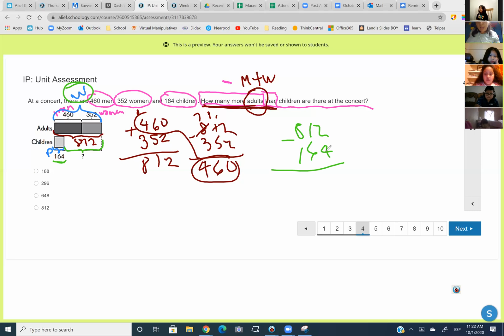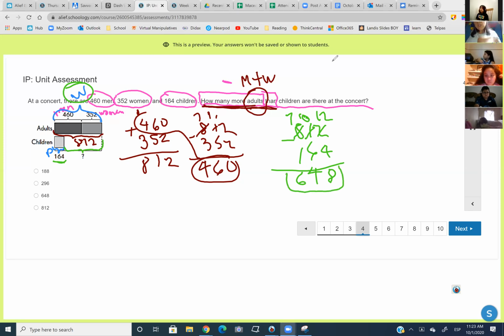So I have 2, I cannot subtract 4, I regroup, and this becomes 12. 12 minus 4 is 8. I have 0 here, so I cannot regroup. So I do 7 and 10 tenths. That's 4, and this is 6. So I think the answer is going to be 648, but I'm going to check it.